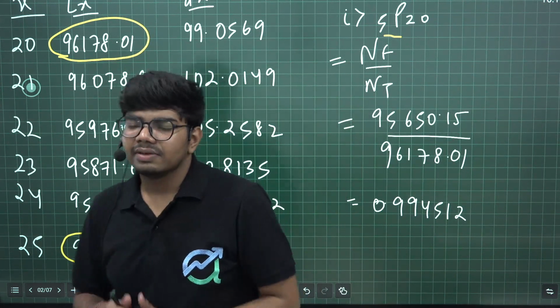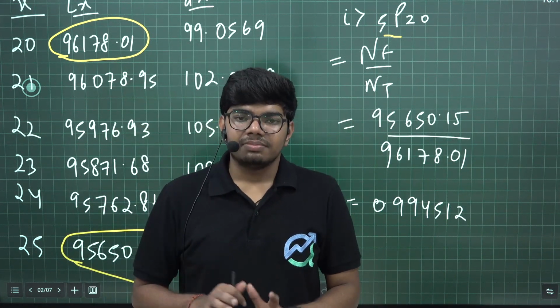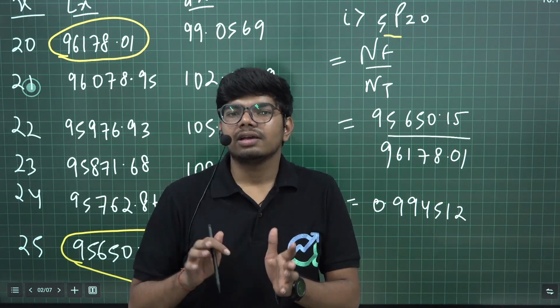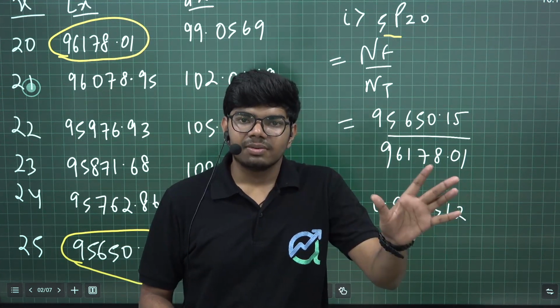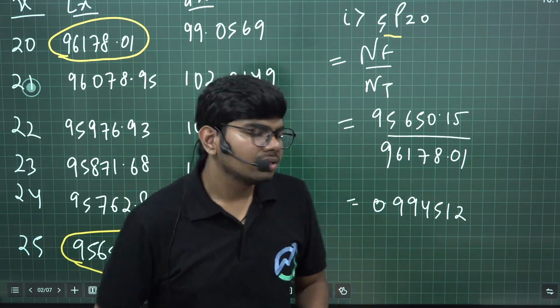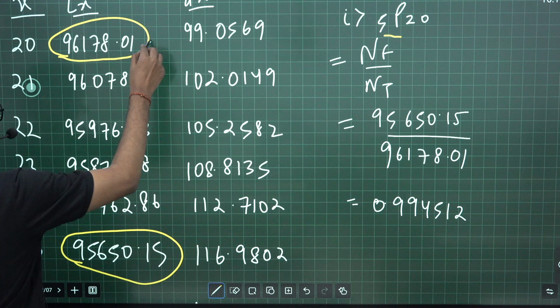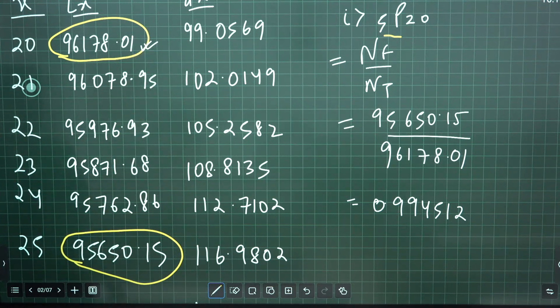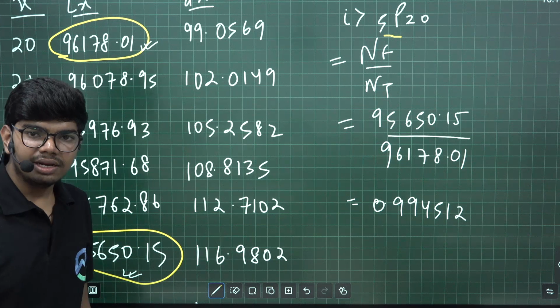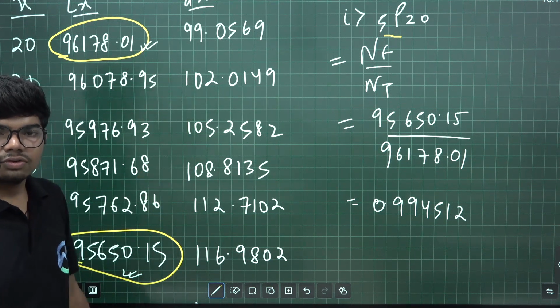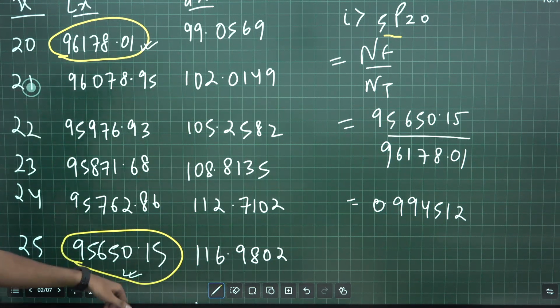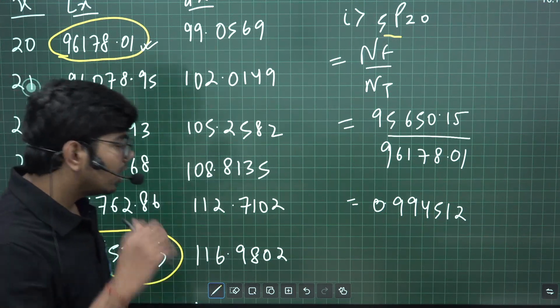We can calculate this very easily using the basic principles of probability which we have learned ever since we were kids: number of favorable outcomes divided by the total number of outcomes. Herein, I am currently a part of these policyholders, but I want to be a part of these policyholders because 5p20 means a 20-year-old person will survive for 5 more years, right? So I'm currently a 20-year-old, but I want to survive for 5 more years. So basically, I want to be a part of this population. So how do we calculate this?